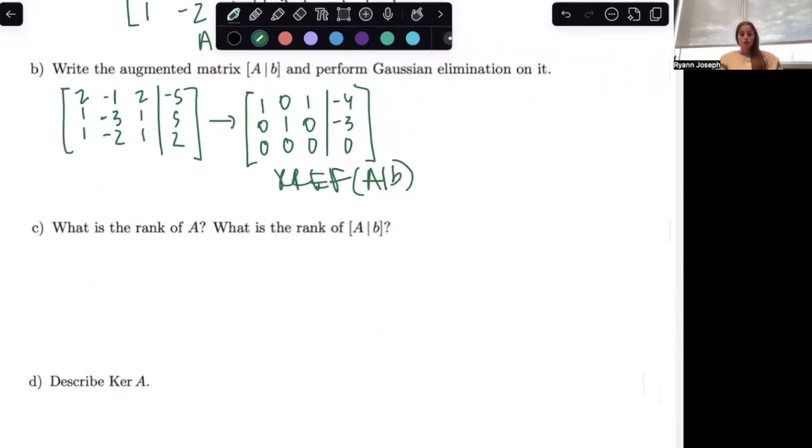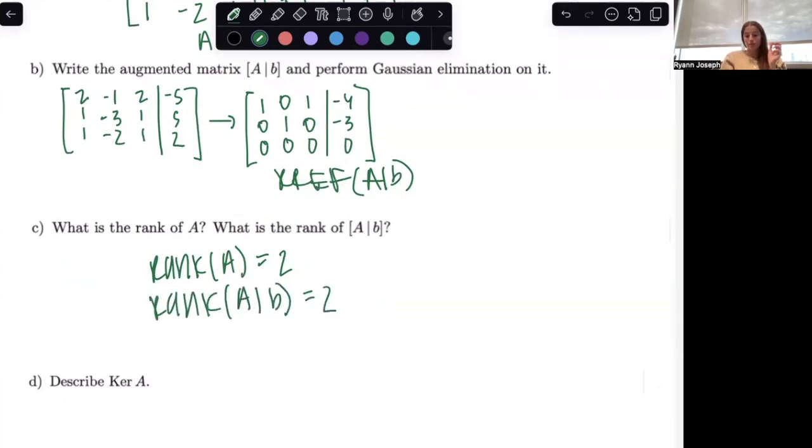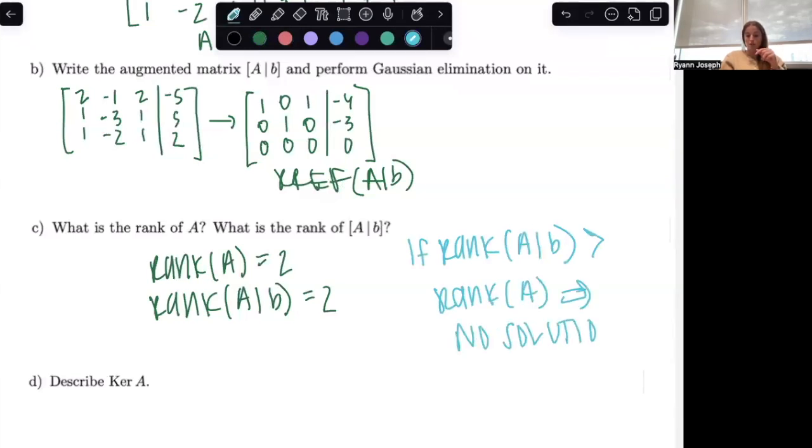What is the rank of A? And then what is the rank of A augmented with B? So the rank of A is 2, right? There's 2 non-zero rows, there's 2 pivot variables. The rank of A augmented with B is also 2. If the rank of A augmented with B is greater than the rank of A, we have no solutions, because that would mean that there's zeros in the matrix A, but there's a non-zero value in B. So that kind of talks about what we did earlier.